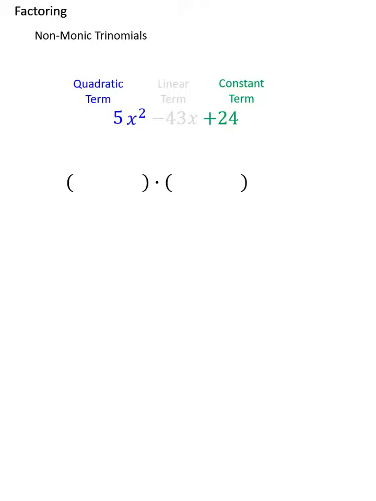So what you want to do is, in some sense, reverse the FOIL process by finding two things that multiply together to make the first term, or the quadratic term. You'll notice in blue, 5x times x would equal 5x squared. So that's an educated guess.